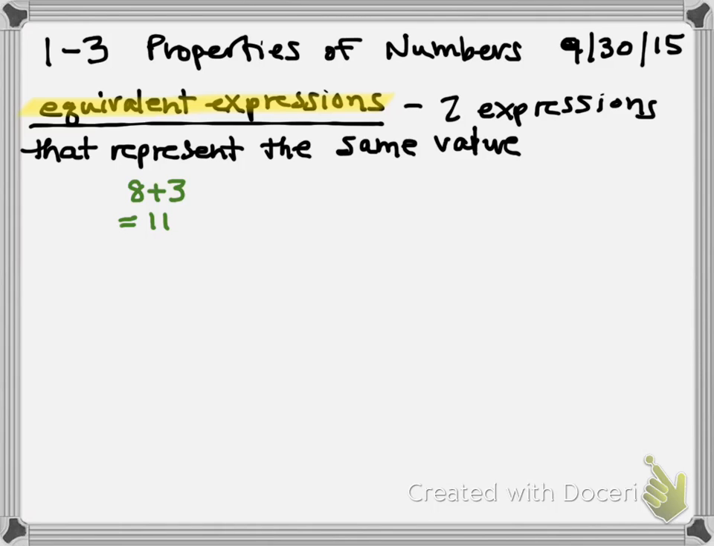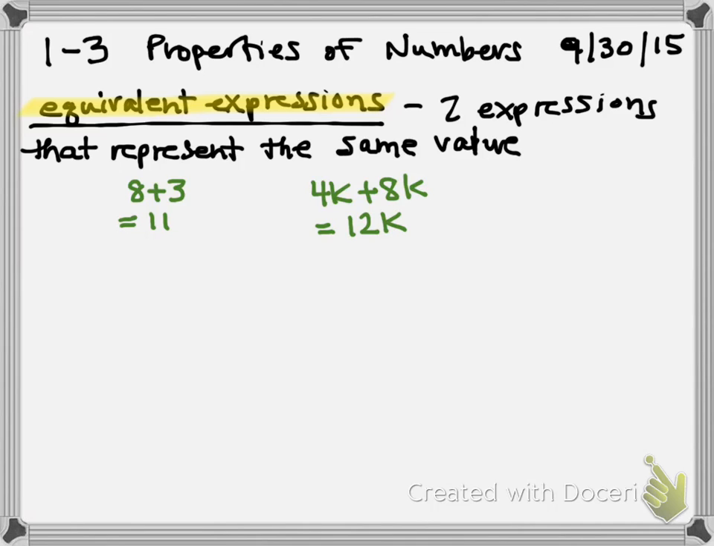Okay. Here's one. Let's see if you guys can tell me this answer. What if I have 4K plus 8K? What is that equal to? 12K. That's called combining like terms. We'll talk about that on Friday. Okay. So that's equivalent expressions.